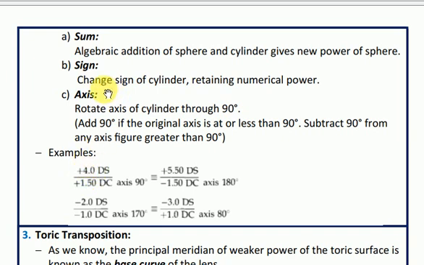The next step is to change the sign of the cylinder. So change the sign of the cylinder from 1.5 to minus 1.5, and the numerical power is retained. Both are 1.5. Third is to rotate the axis of the cylinder through 90. So 180 is rotated, which gives us 90, and 90 is rotated, which gives us 180. In the second example, 170 is rotated by 90, which gives us 80.